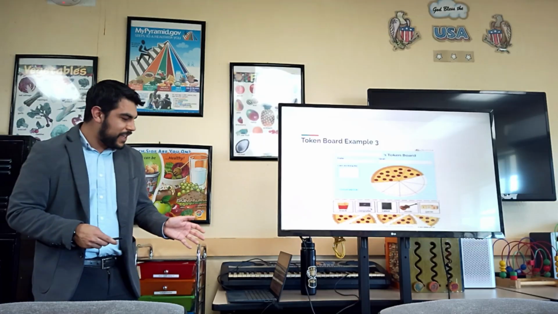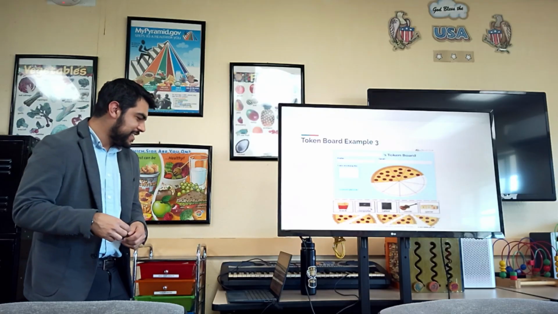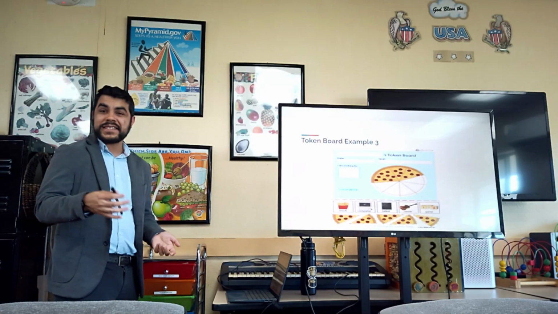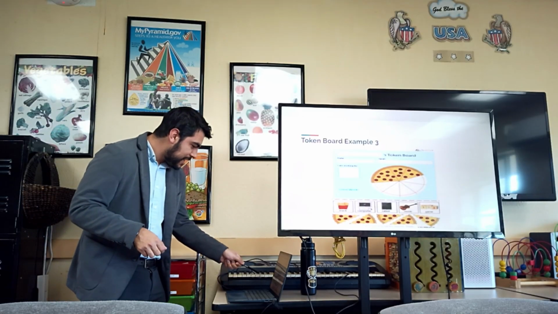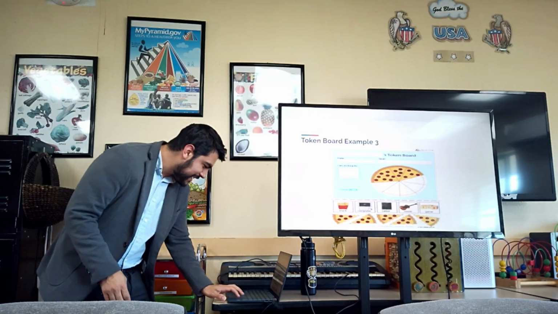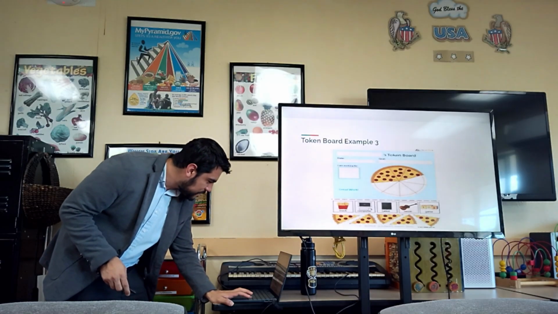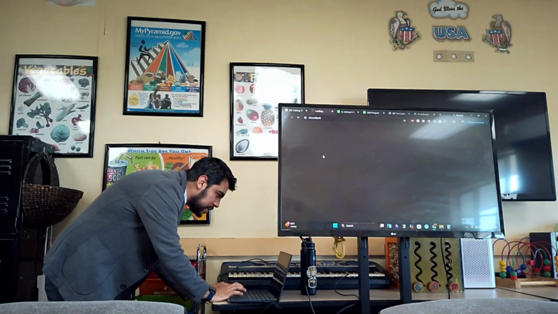And this is a very creative way of designing your token board. Instead of tokens themselves, you have pizza slices. I guess this individual really likes pizza, although none of the backup reinforcers are pizza, which is interesting. It says snack. Okay, let's see this in use.